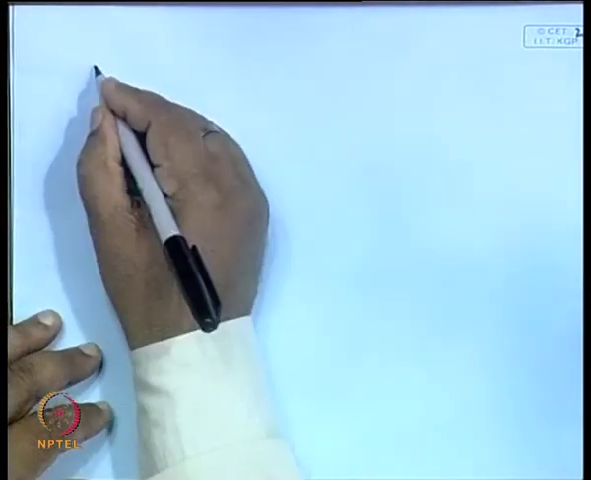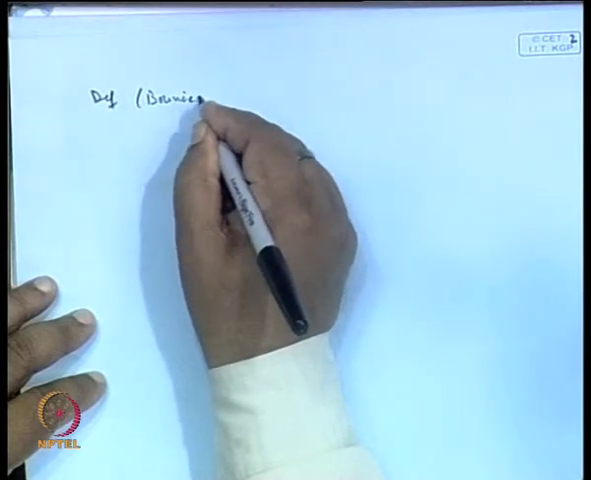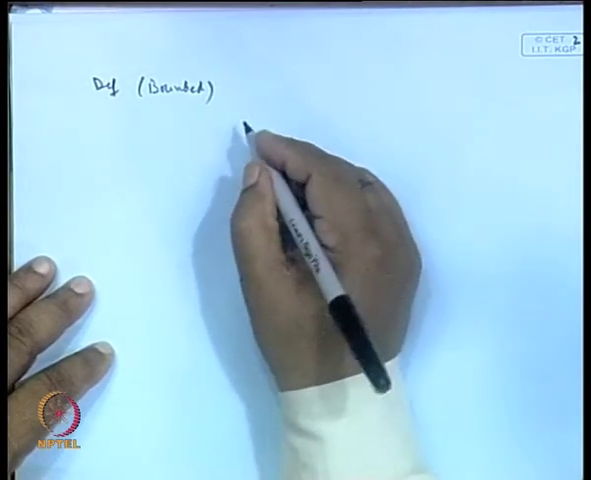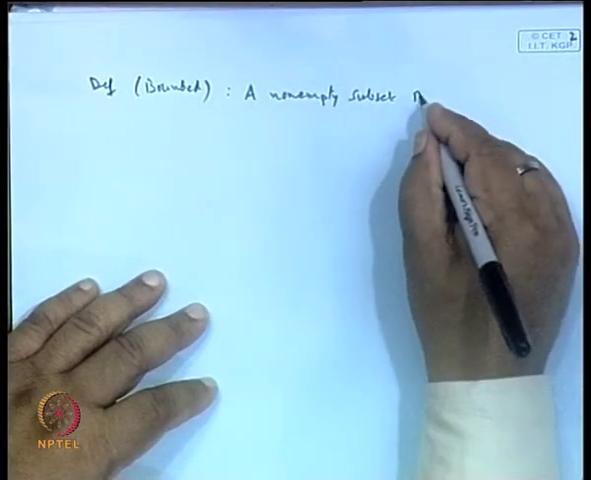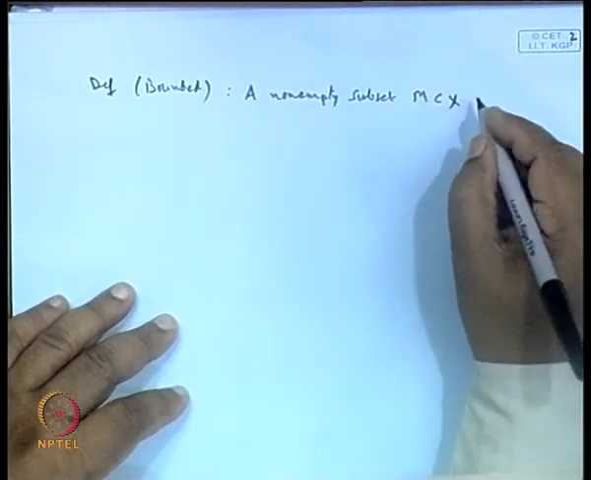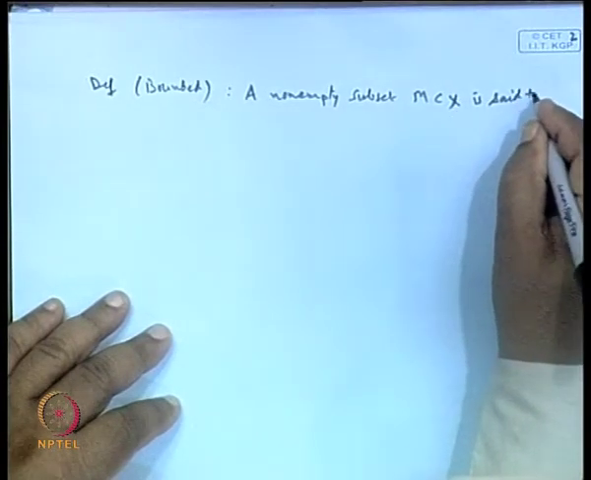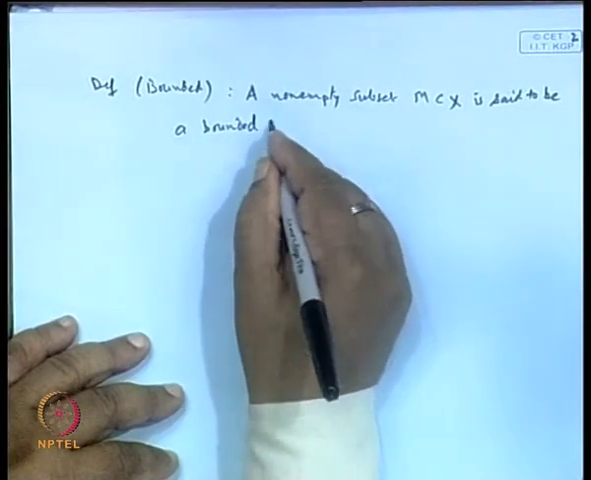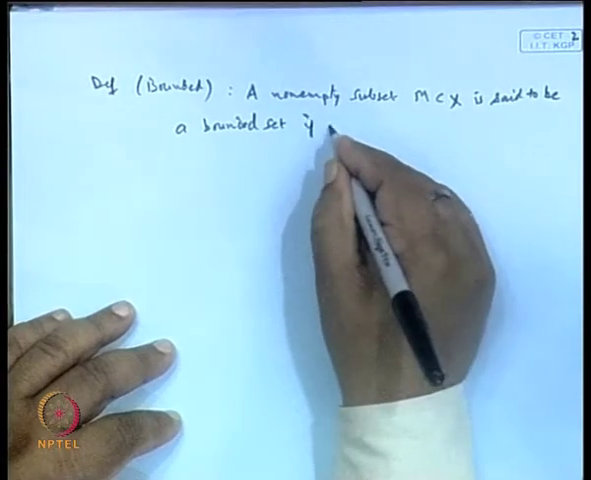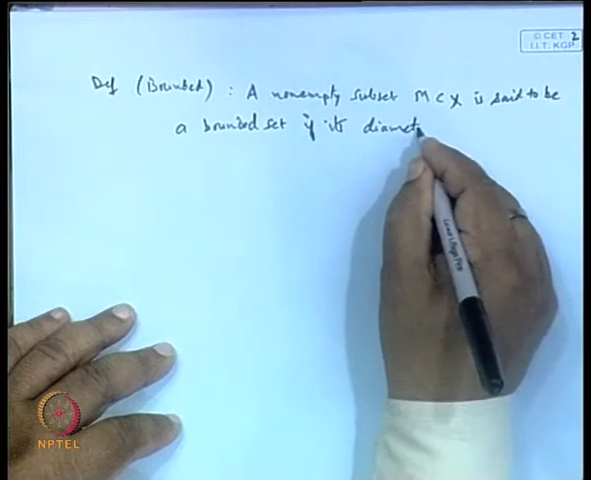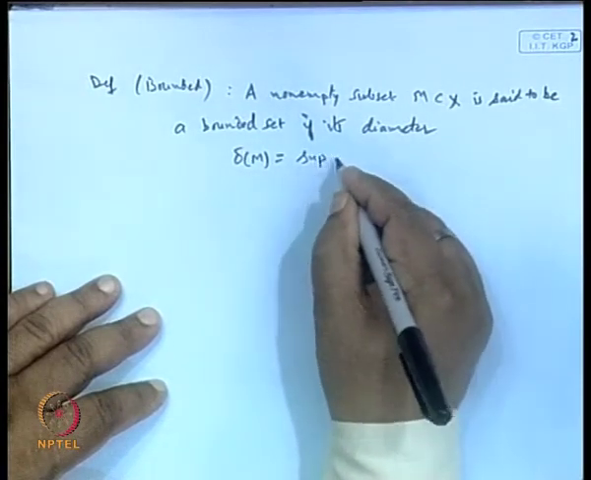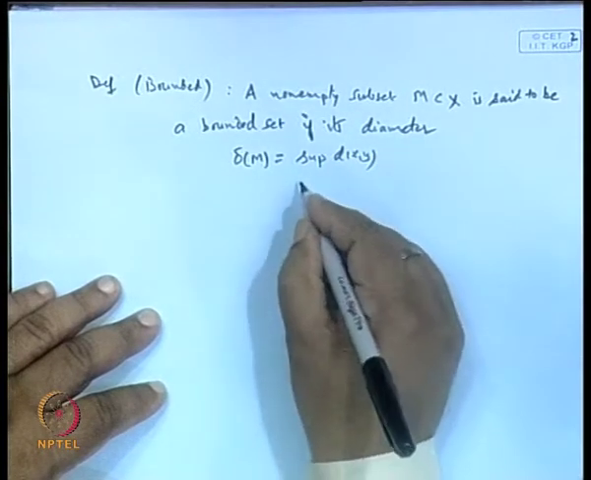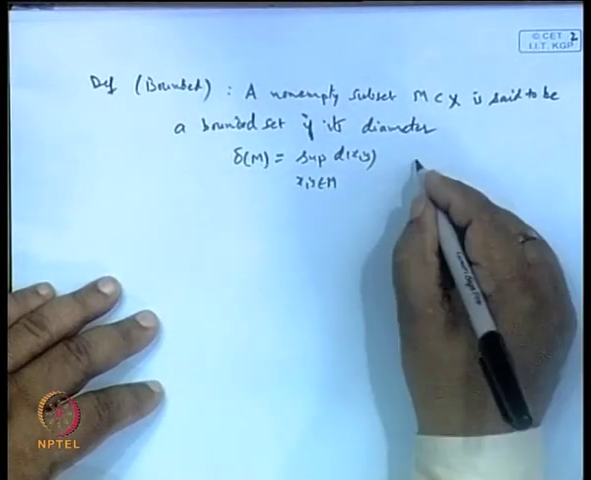Boundedness. A non-empty subset M of X is said to be a bounded set if its diameter delta M, which is equal to the supremum of d of x, y over all points x, y of M, is finite.